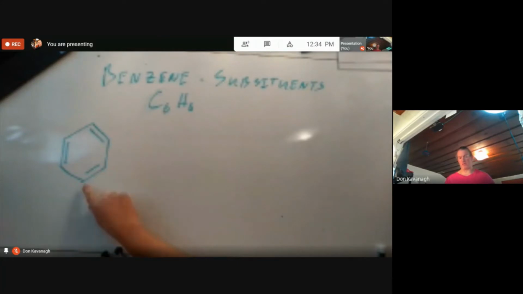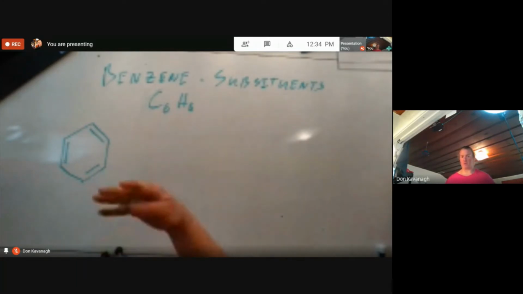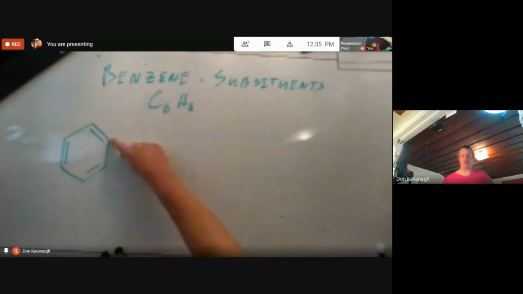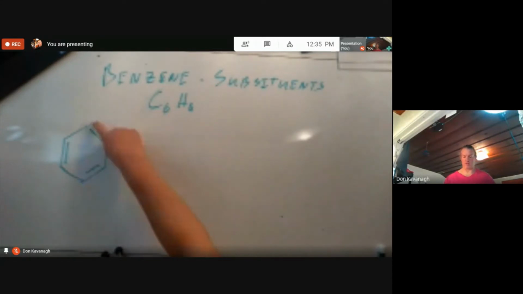Each corner represents a carbon. Hydrogens are not drawn. Carbon bonds 4 times most of the time, pretty much every time. This carbon is bonded 3 times already with 2 sigma bonds to other carbons and a pi bond to this carbon. So the 4th bond that's not drawn is a hydrogen coming flat out to the side.